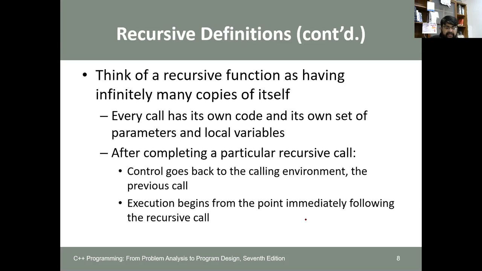And typically, the execution begins from the point immediately following the recursive call. So once you make a recursive call, the control is now passed to a function, and execution will begin for that particular function. It may or may not call itself again, but once it does call itself, that is the next iteration of recursion. But if it is a base case, it is not going to call itself again.